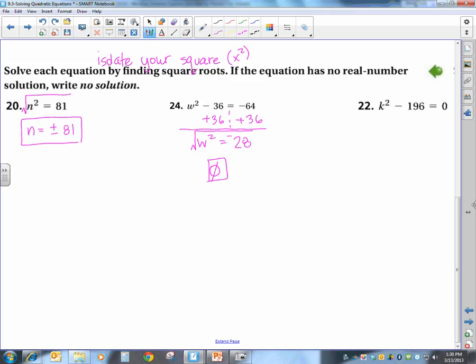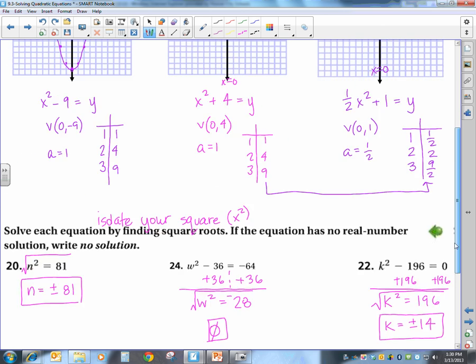All right, and our last one, again, isolating the variable. We're going to add 196 to both sides. K squared equals 196. I take the square root of both sides and find out that k equals plus or minus 14. So there you have it, solving quadratic equations by our two methods: graphing, finding the x-intercepts, and algebraically.